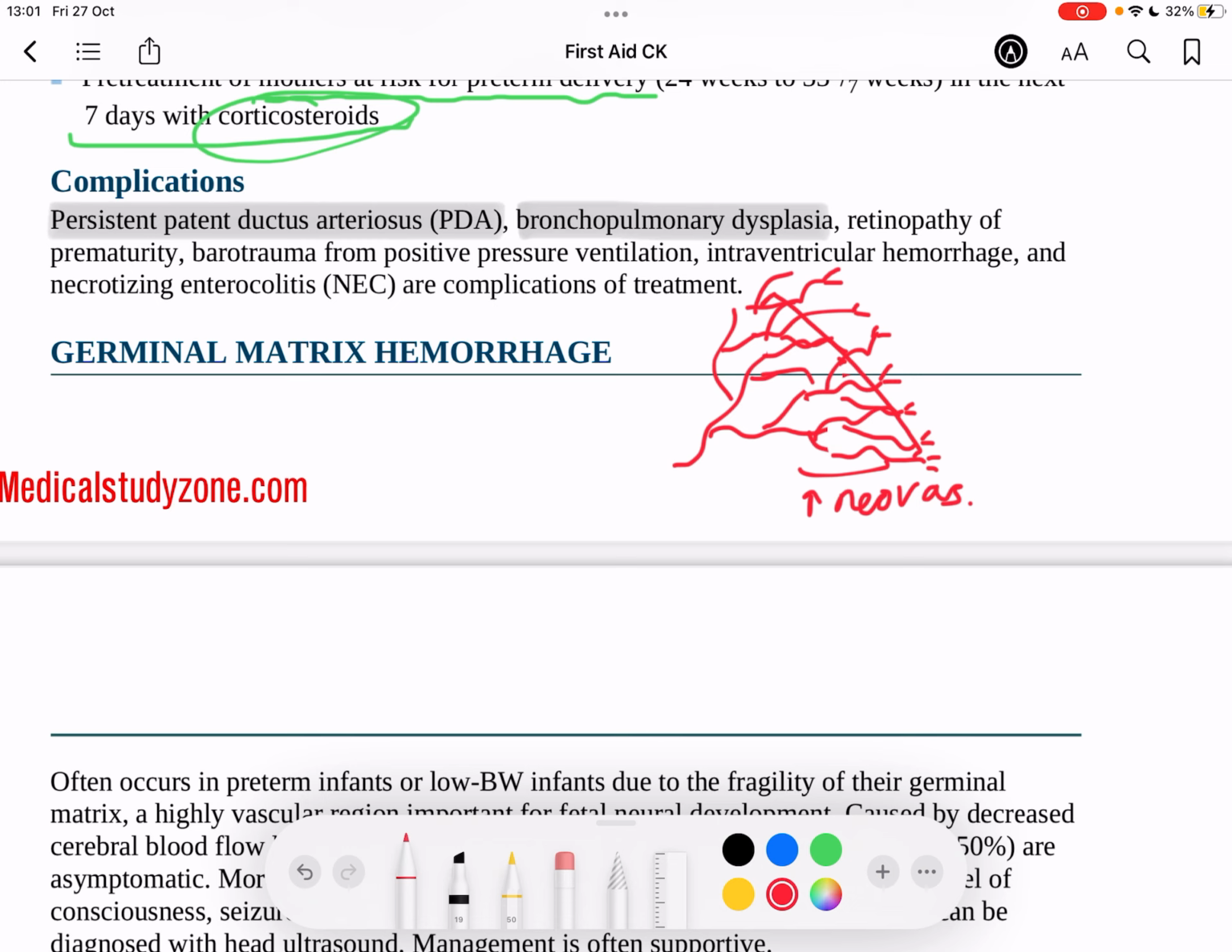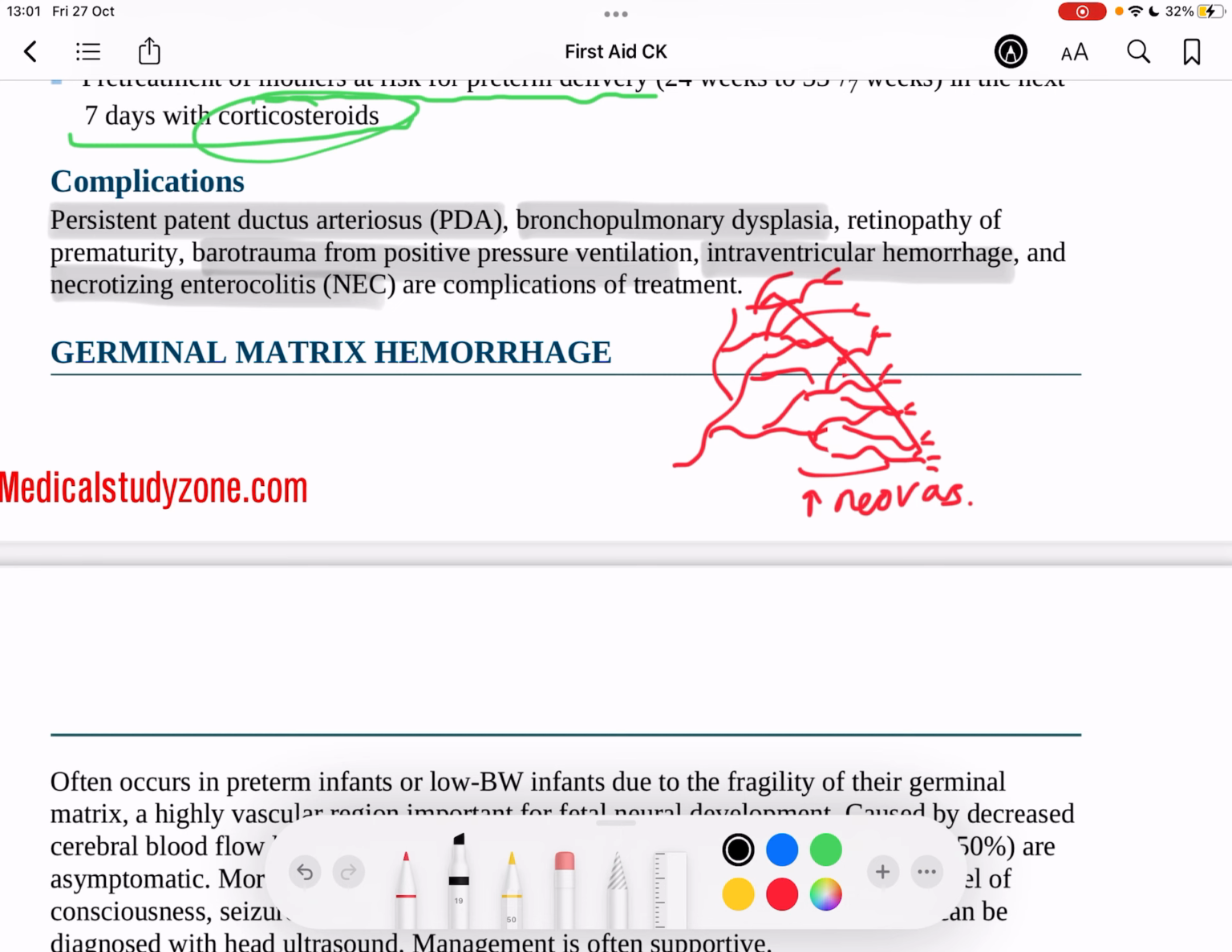The fetus can also get signs of barotrauma from the CPAP, intraventricular hemorrhage, which we're going to be talking about next, and even necrotizing enterocolitis as well. Necrotizing enterocolitis has a very complex pathophysiology, but it's essentially due to an overgrowth of bacteria within the colon.